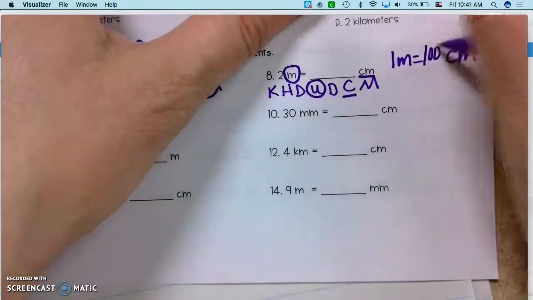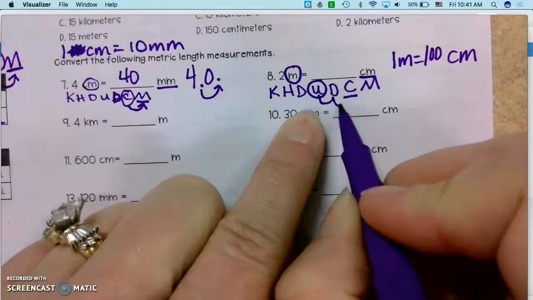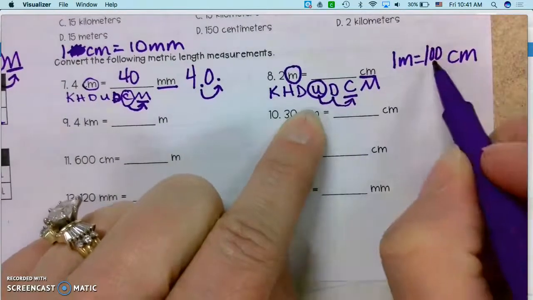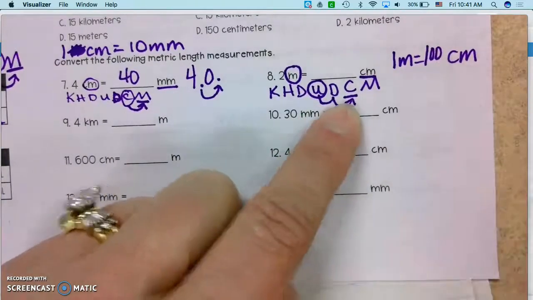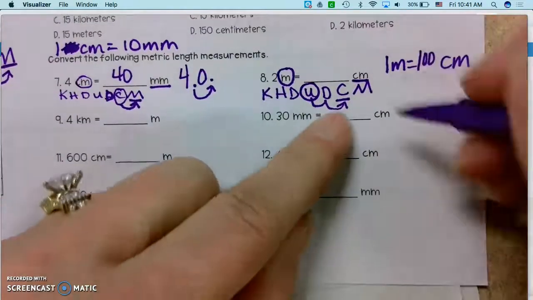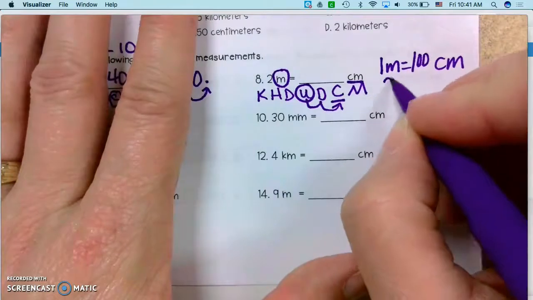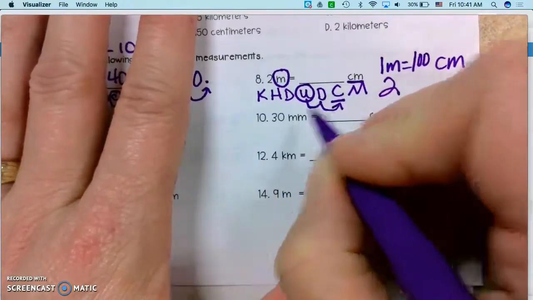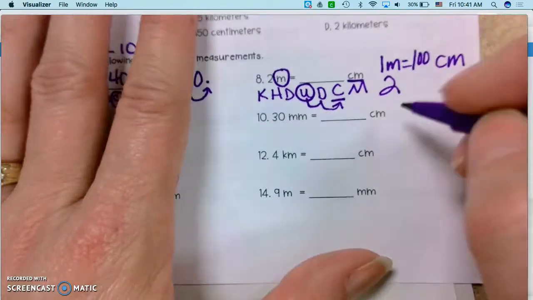Very good. Look, you're going to move 2 places to the right, and 100 has 2 zeros. You're moving 2 times. And it's getting bigger, so you're going to make your number bigger, which means you're moving your decimal to the right. So take your number, which was the 2, and move the decimal 2 places to the right. That's like multiplying by 100.